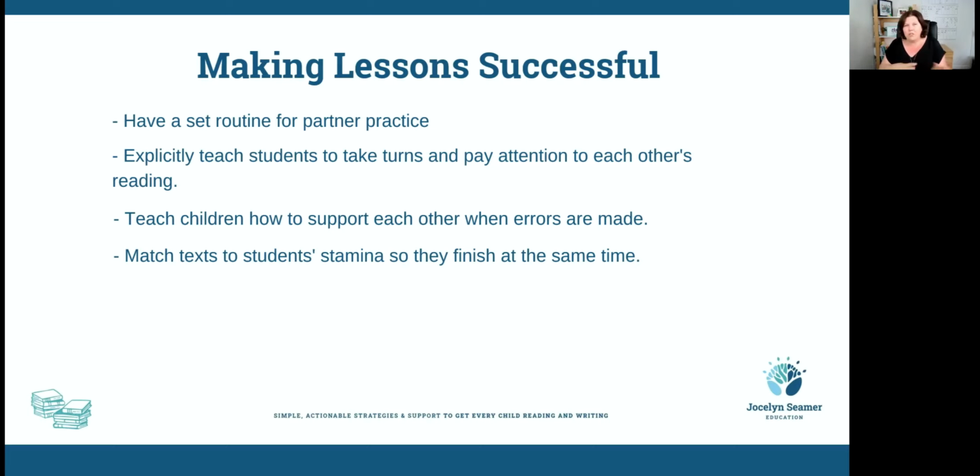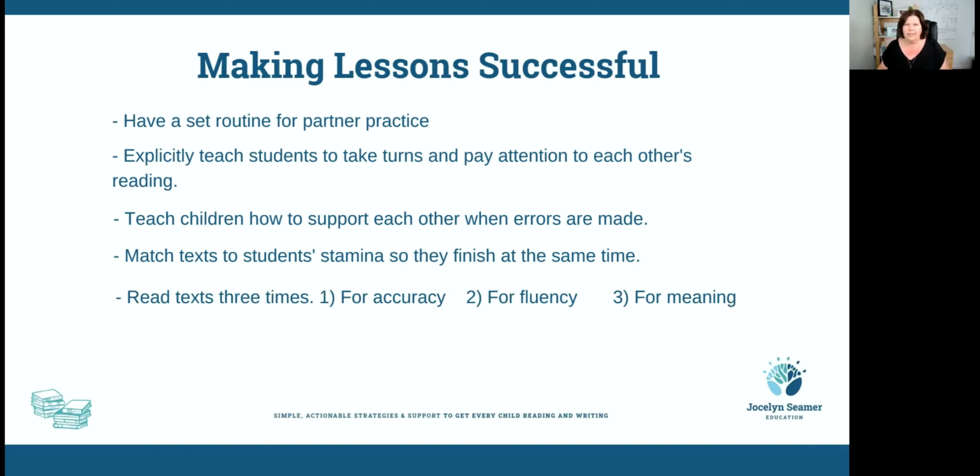So if you've matched the text well to where the students are up to, then they will roughly finish at the same time. And if one finishes, you swap who partner number 1 is and start reading the book again.